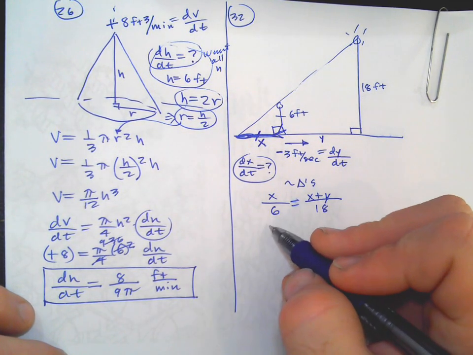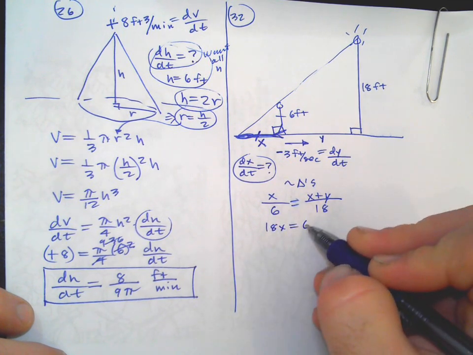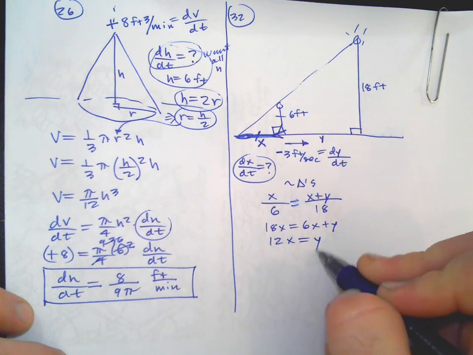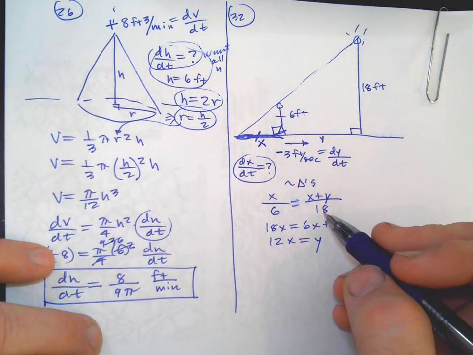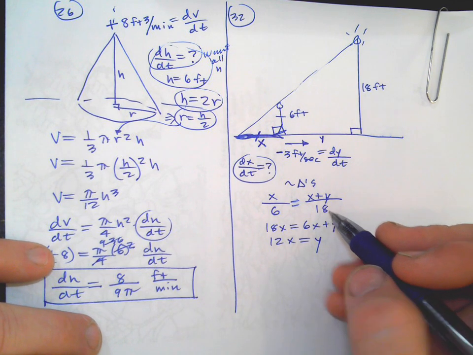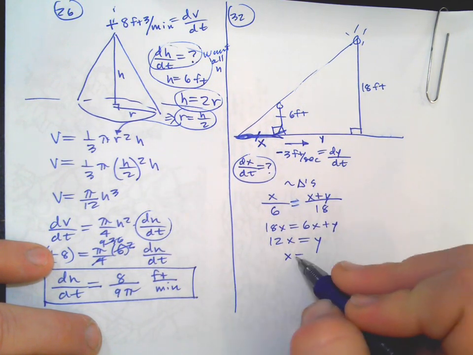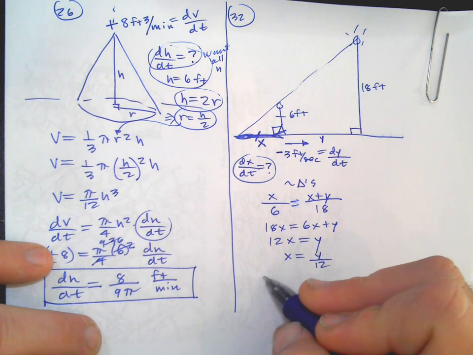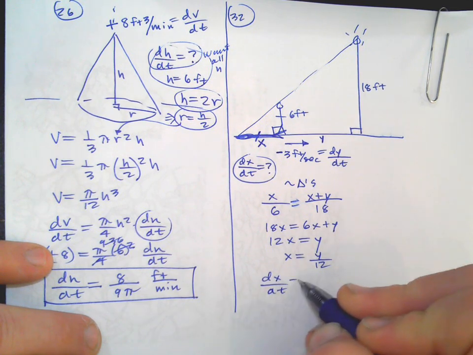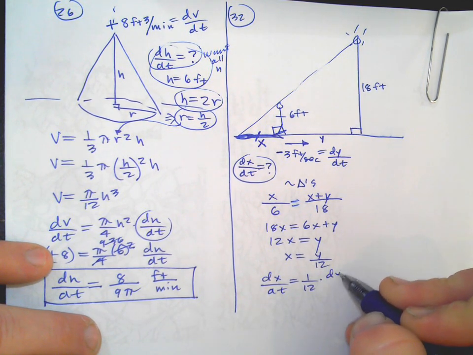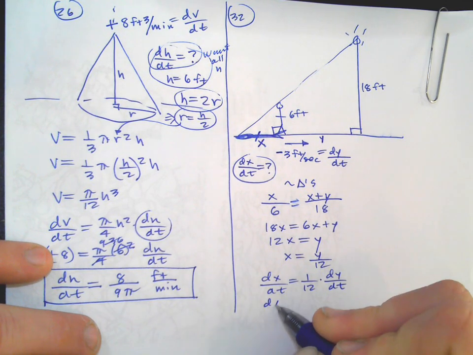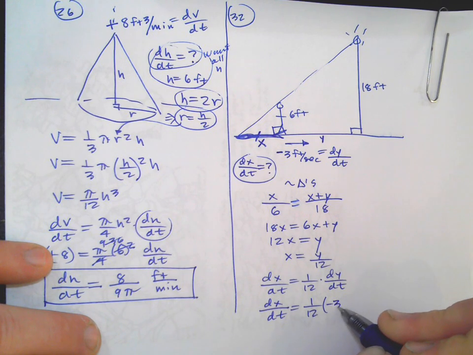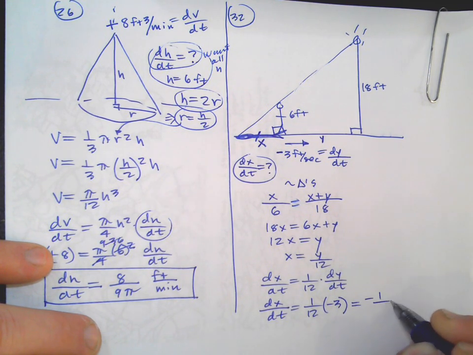Now, I personally would clean this up before I'd cross multiply. I'd get the x's together. I don't know, any of this is going to be easier than after you take the derivative. Since we're looking for dx/dt, we could get x by itself if you want. So I haven't done any calculus yet. Now the calculus comes in, derivative with respect to time. So dy/dt, and we know dy/dt is negative 3, and so we get negative 1/4.